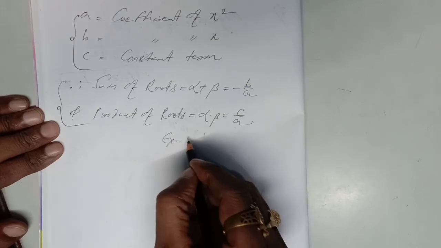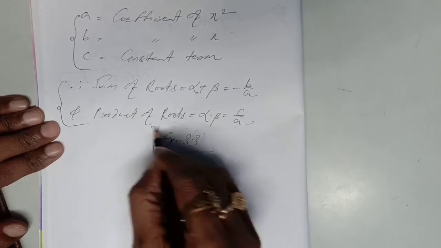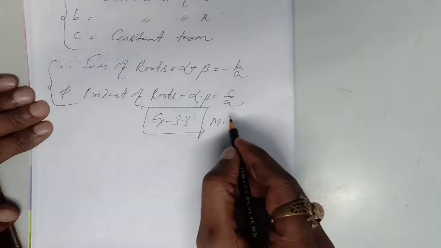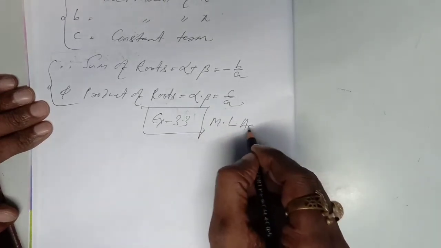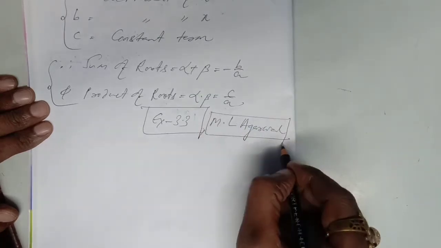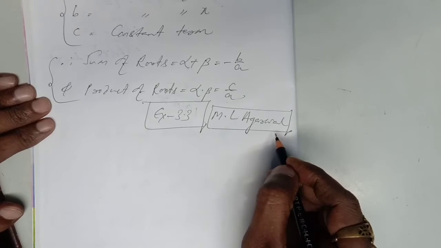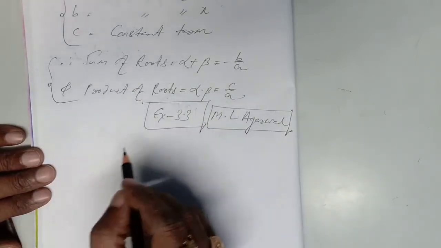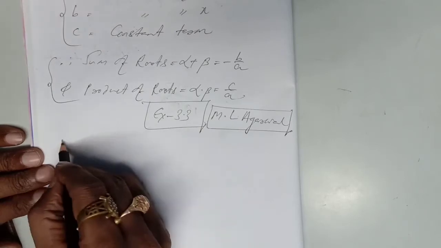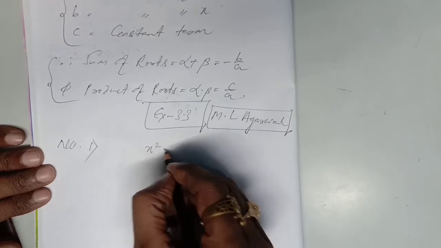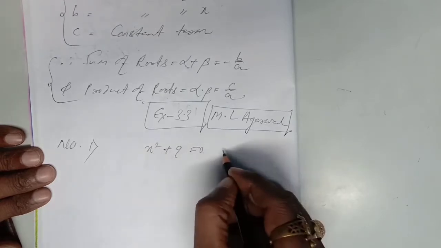Exercise 3.3 from the ML Aggarwal book. I am doing exercise 3.3 on quadratic equations related to sum of roots and product of roots. First question, number 1. See the question given like this: x square plus 9 equal to 0. This is the given.